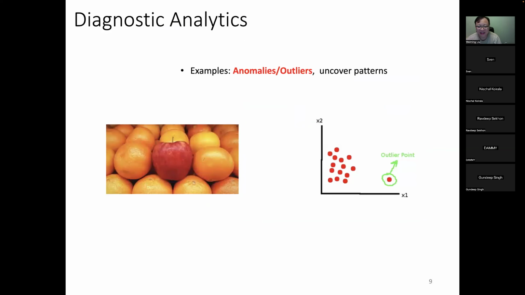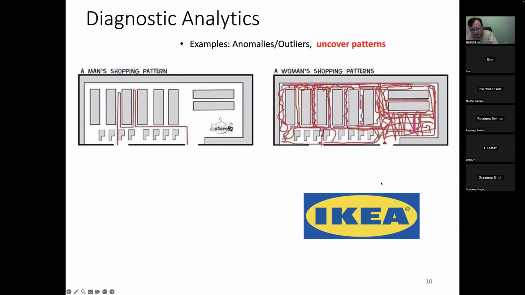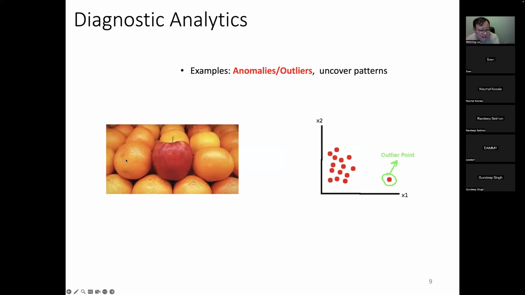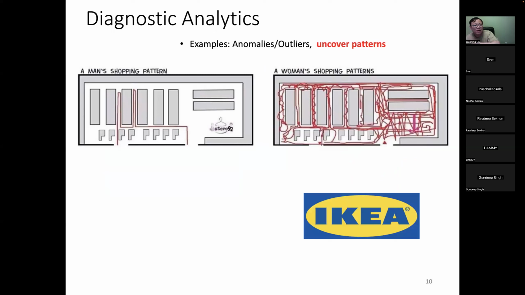Diagnostic analytics. So with this one, for example, you are able to see some outliers, right? You can see this single apple in the midst of oranges. So basically, diagnostic analytics help you to uncover patterns. So mostly orange, except one outlier apple, right? And the shopping pattern is interesting.